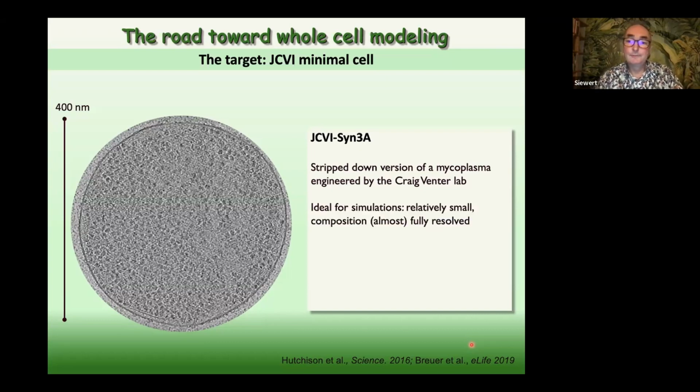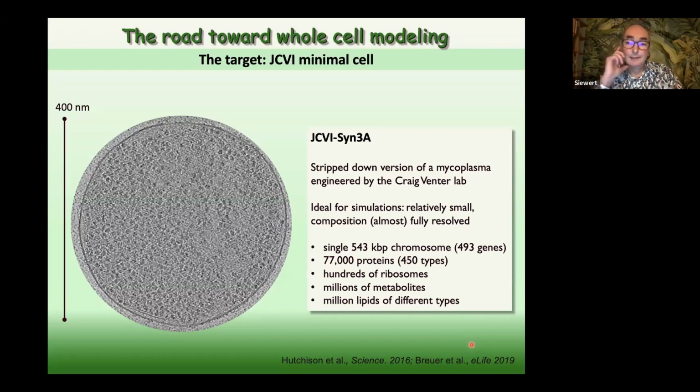So that is nice, of course, that it is small and that it is also fully resolved. So that means that we can actually start doing simulations. It has a single chromosome with slightly less than 500 genes, coding for 450 different kinds of protein types. In total, there are about 77,000 individual proteins inside the cell.